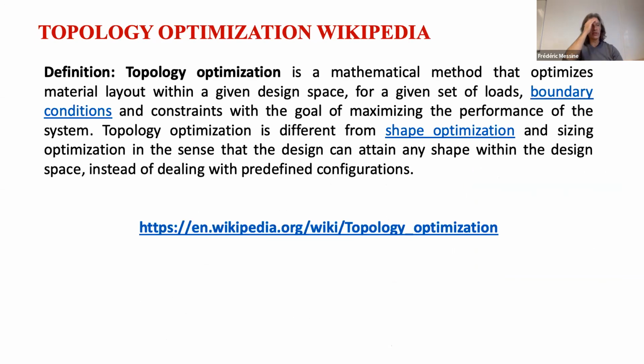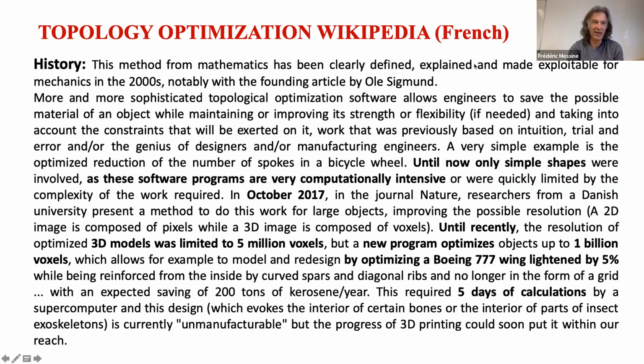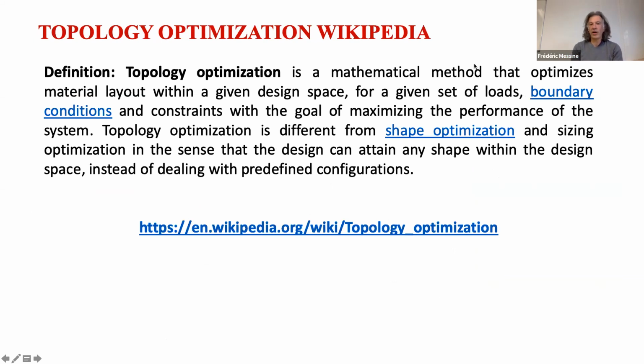Some definitions that came from Wikipedia. Topology optimization is a mathematical method. You can see, mathematical. I will explain why it's mathematical. I will define it. It optimizes material layout within a given design space, for a given set of loads, boundary conditions, constraints, etc.